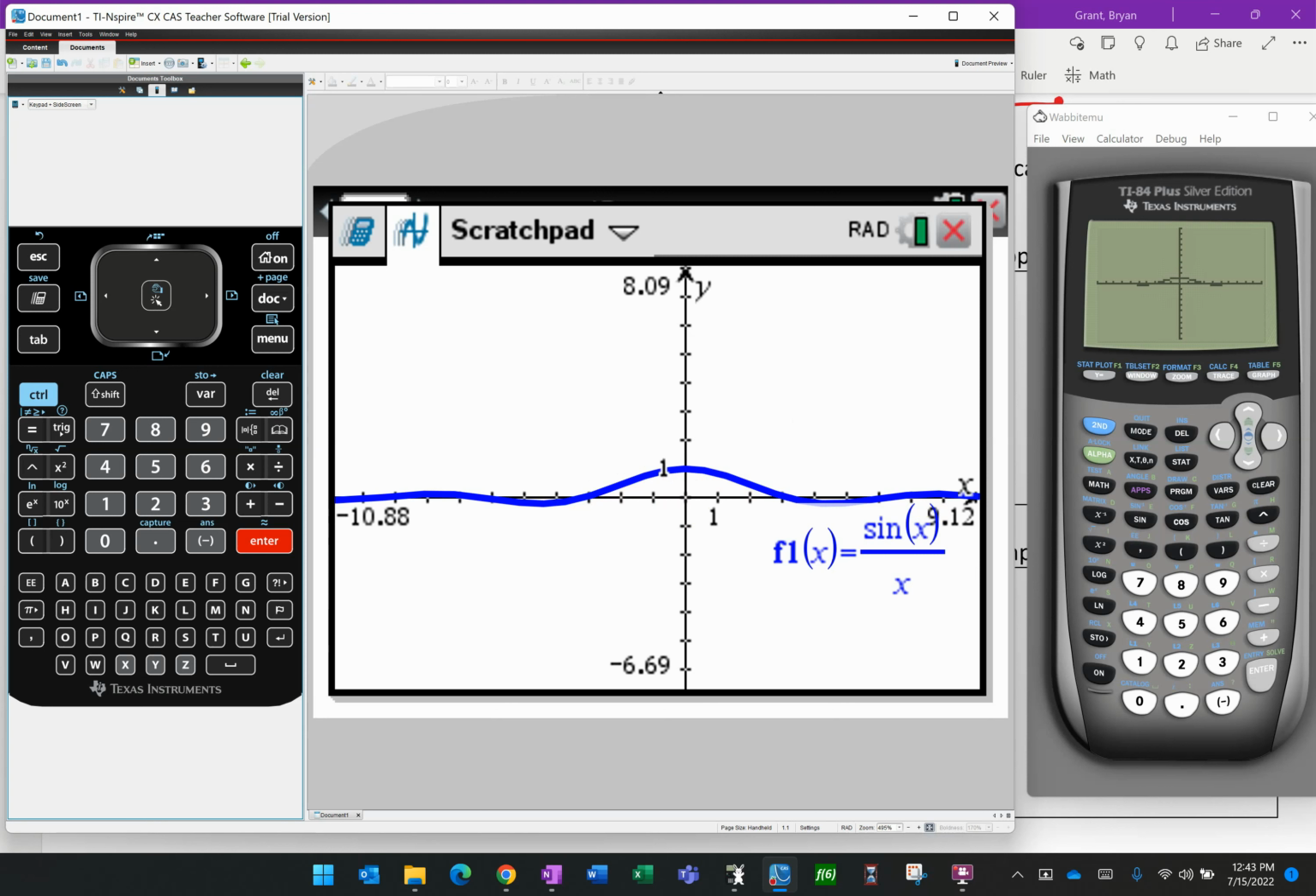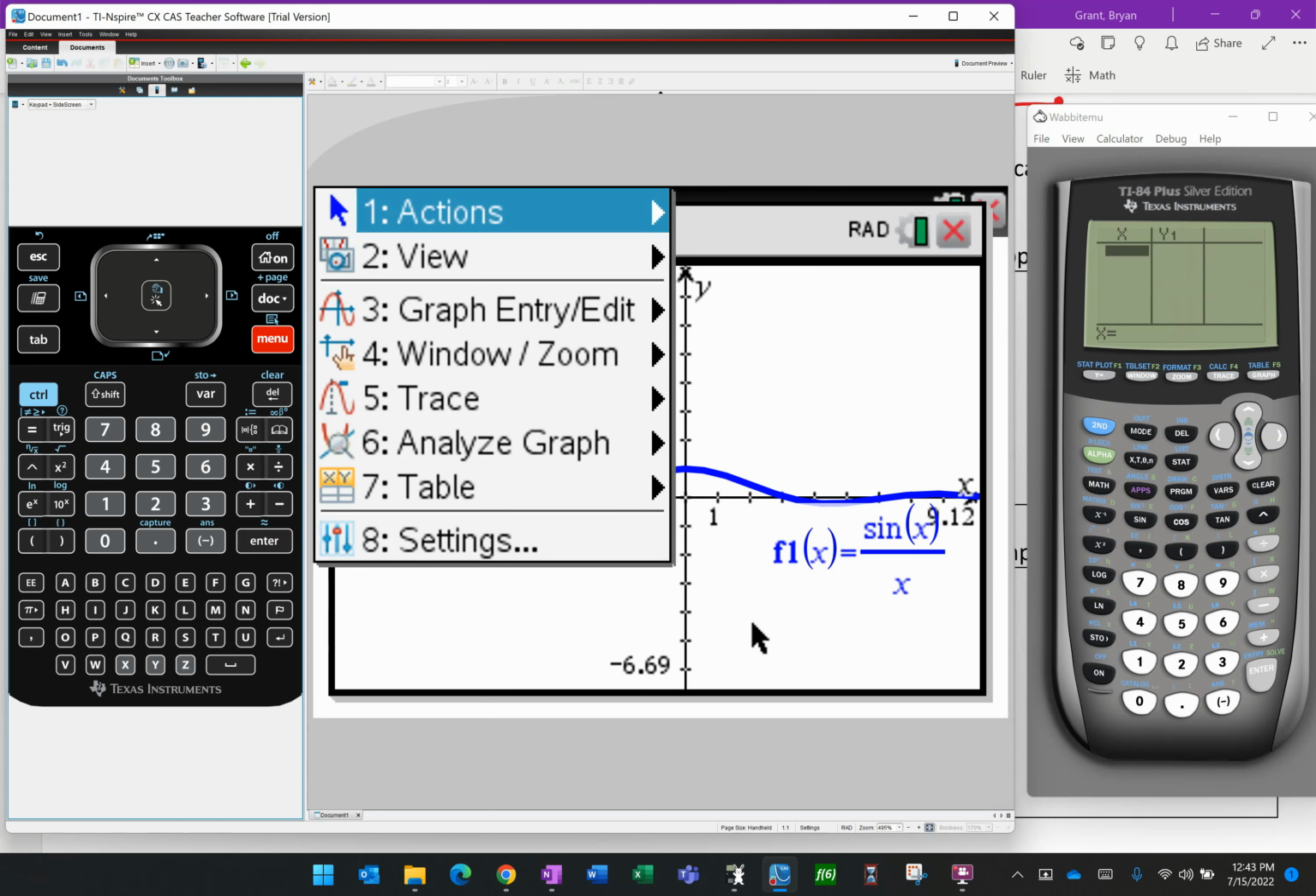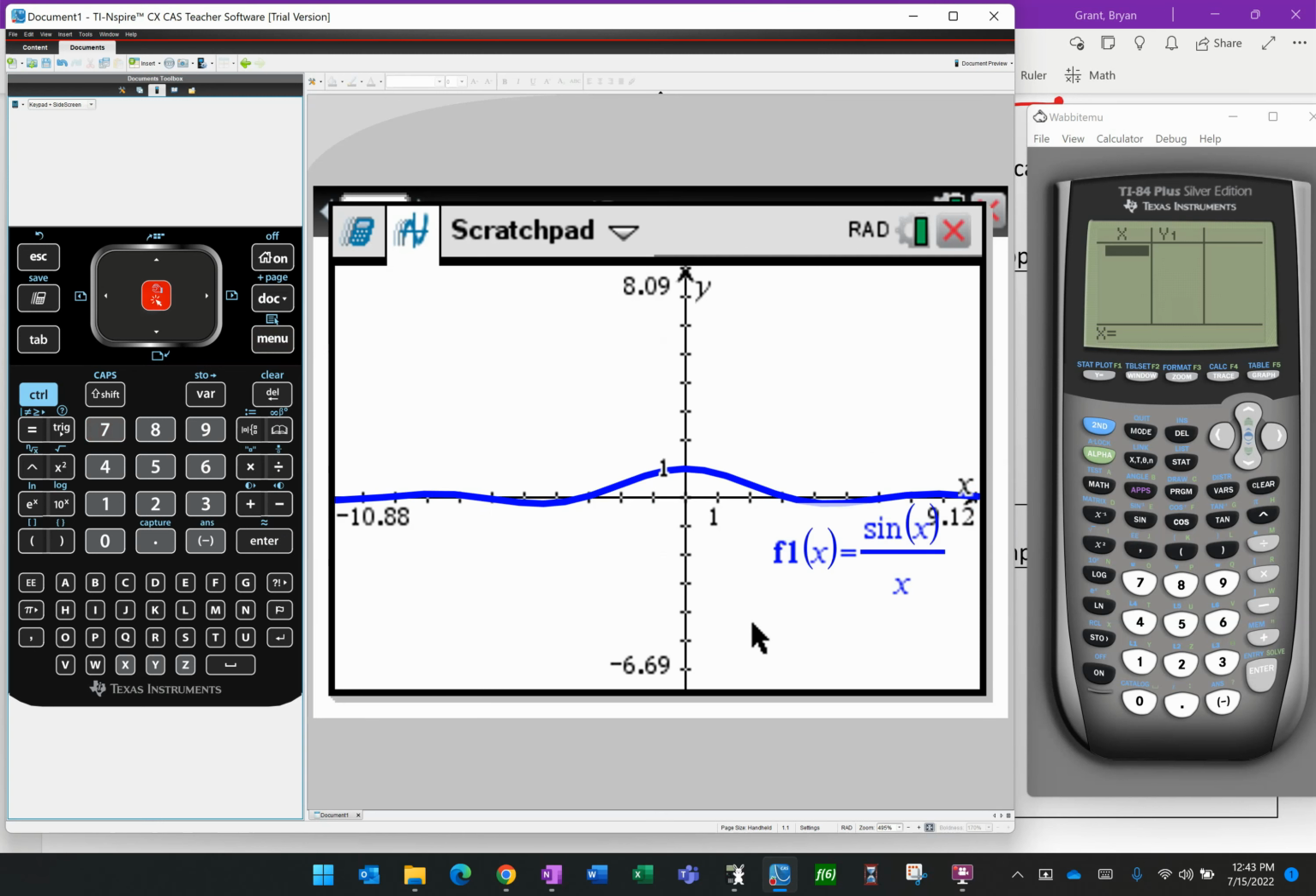But we're going to pretend that we don't have a graph. And there's more about this later on. It's just easier to start with a graph. But we're going to go ahead and pull up our table. So to do that on the 84, second table. To do that on the Inspire, we're going to go to Menu, Table, Split Screen Table.